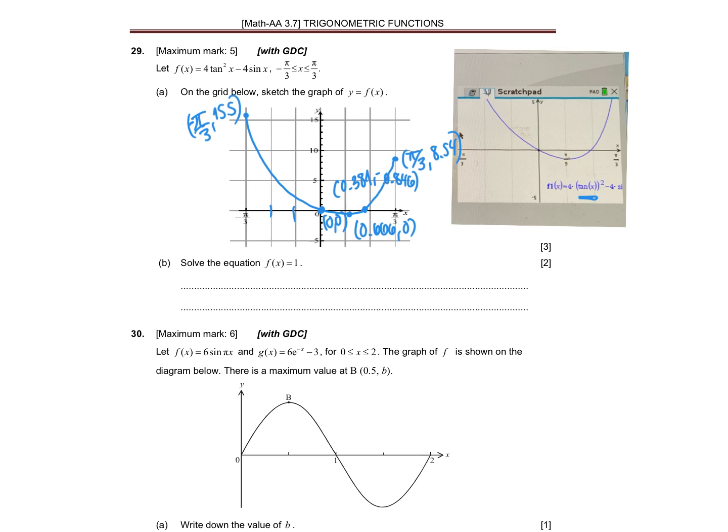So now solve the equation f at x equals 1. I'm going to tab, put in 1, and I'm going to find those intersections. Okay, so one of them is x is negative 0.207, and the other one, analyze graph, intersection, is 0.772.